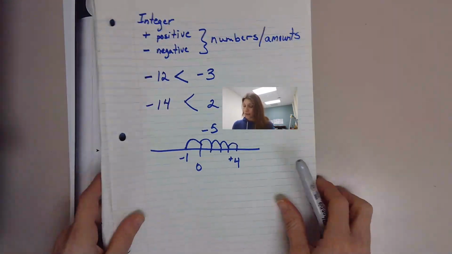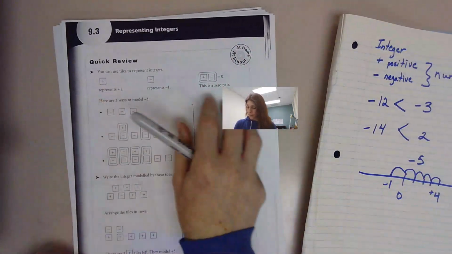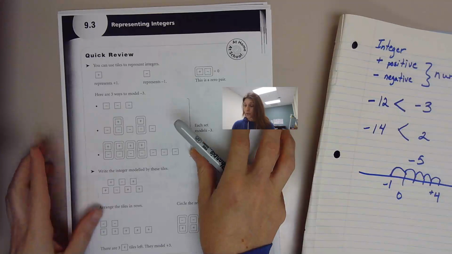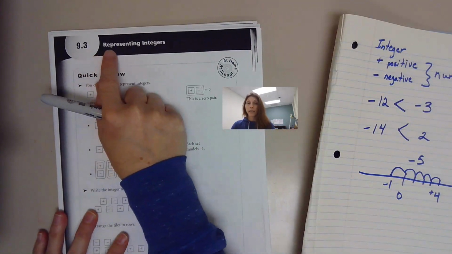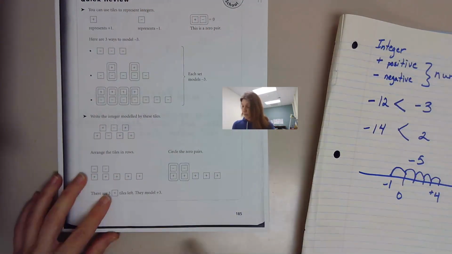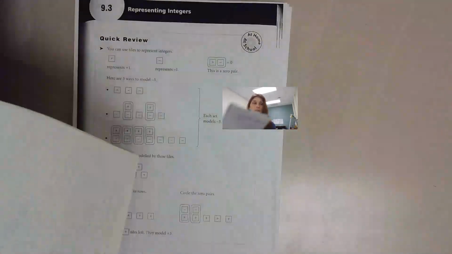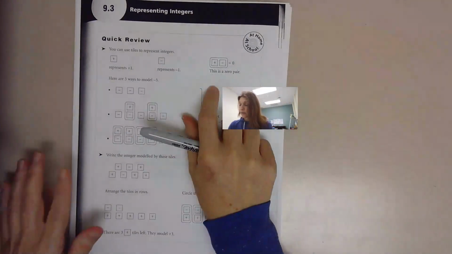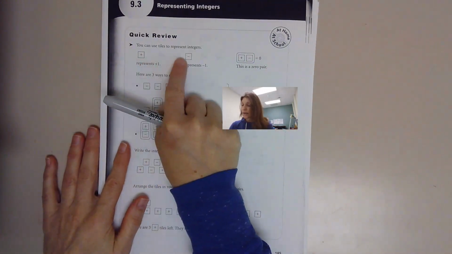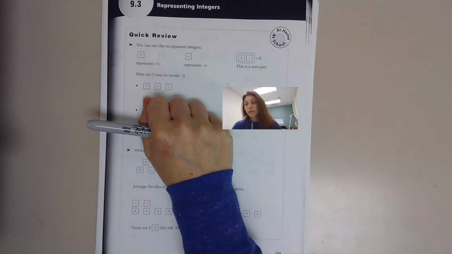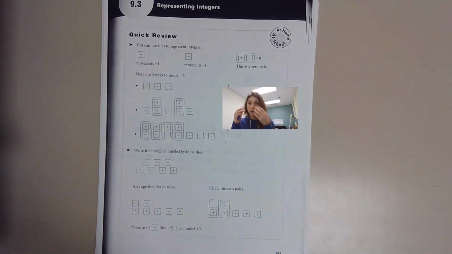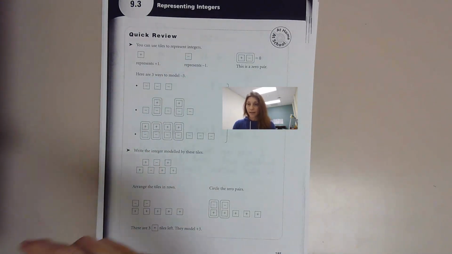Okay? All right, so we're going to go on to, in our Math Makes Sense practice booklet, lesson 9.3, representing integers on page 185. And it has a quick little review for us. You can use tiles to represent integers. Yeah, tiles are a really good way to visualize and manipulate integers if you're having trouble understanding them.